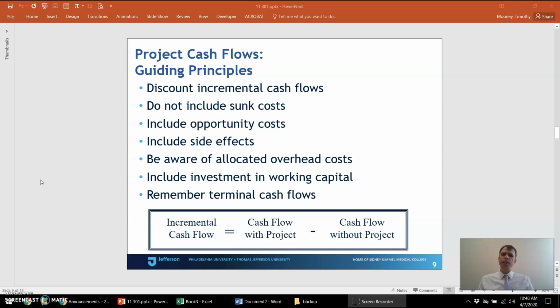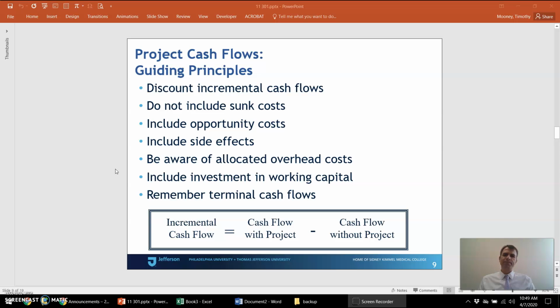The focus of this video is incremental cash flows. Some of these guiding principles that we're looking at here, obviously you don't have to memorize them in this new format, but if you can recognize an example of each of these and understand what they are, I think you'll be in good shape. And most of these actually follow from the idea of a cash flow being incremental.